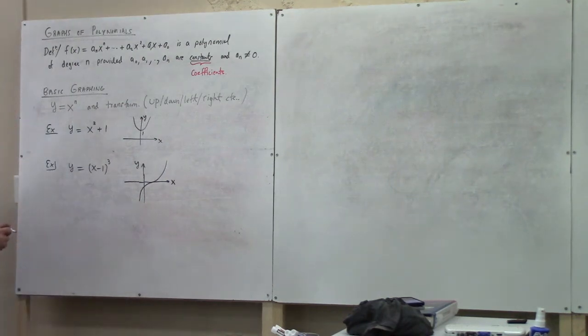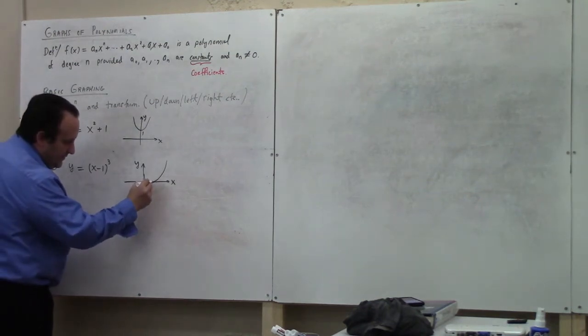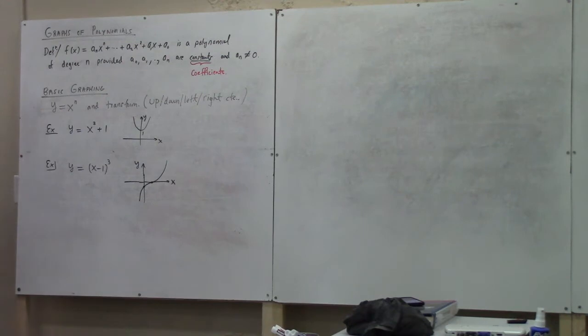Now my graph is not quite right in the sense that this point is what and this point is what. Like, what's the point on the x-axis called? It's called the x-intercept, right? What's the point on the y-axis called? Y-intercept. So these are basic.